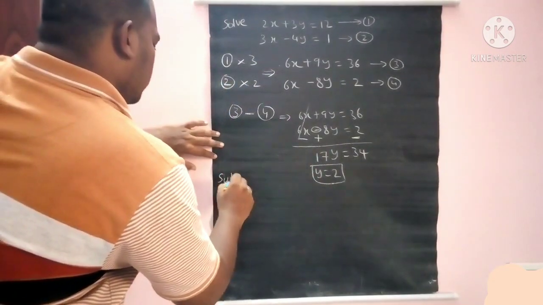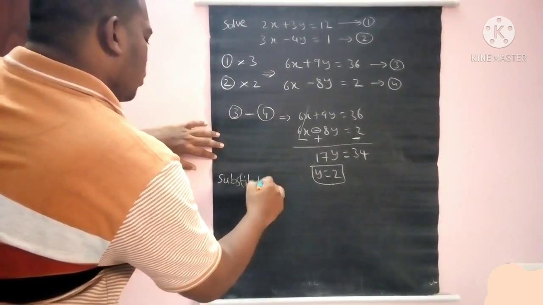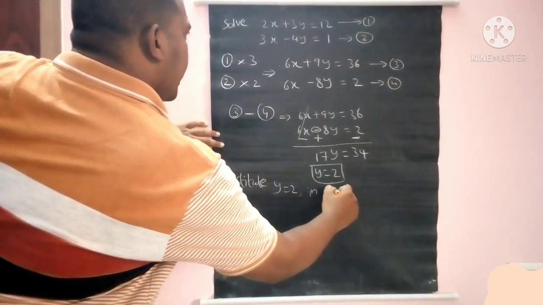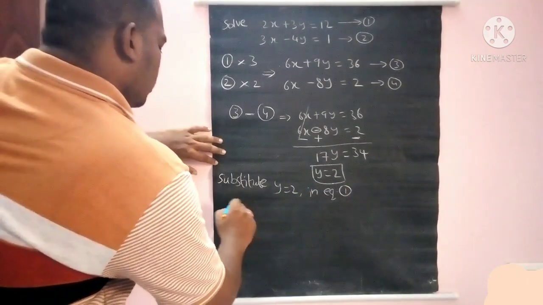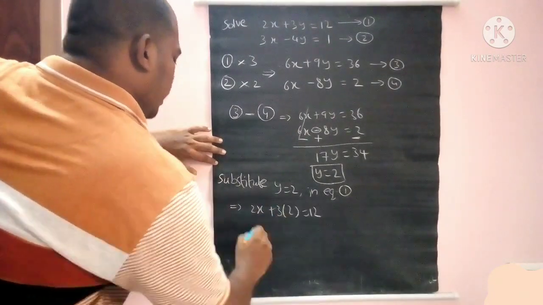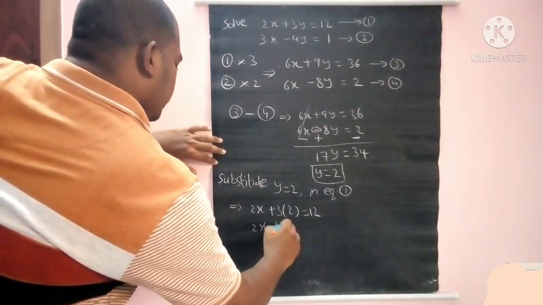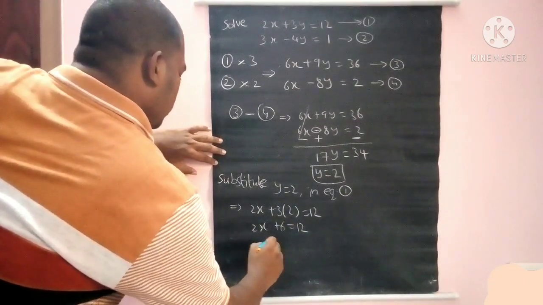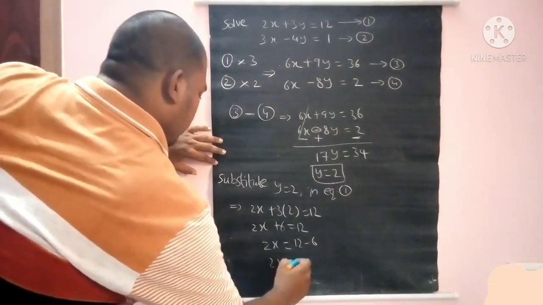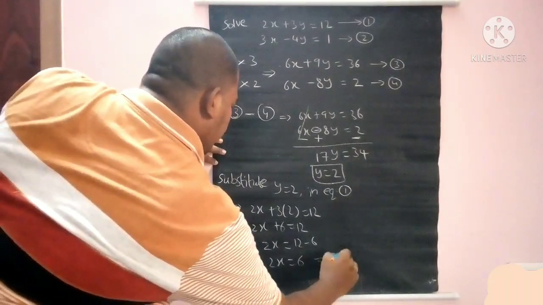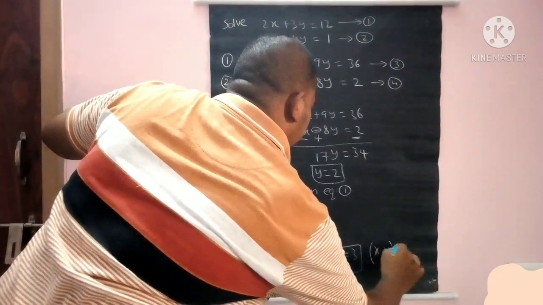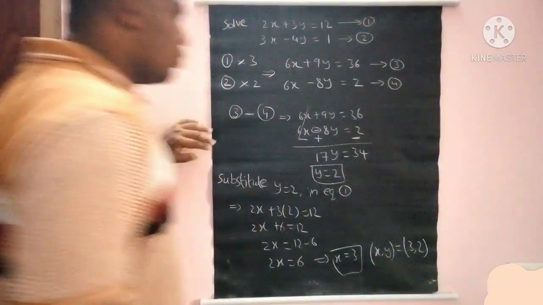So substitute y equals 2 in equation 1. Therefore 2x plus 3 into 2 is equal to 12. 2x plus 6 is equal to 12. 2x is equal to 12 minus 6. 2x is equal to 6. That implies x is equal to 3. So finally, x comma y equals 3 comma 2.